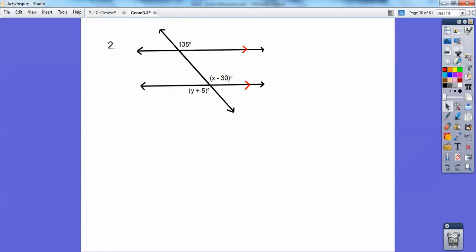Here's another one. What I'm going to do is look at those corresponding angles right there.